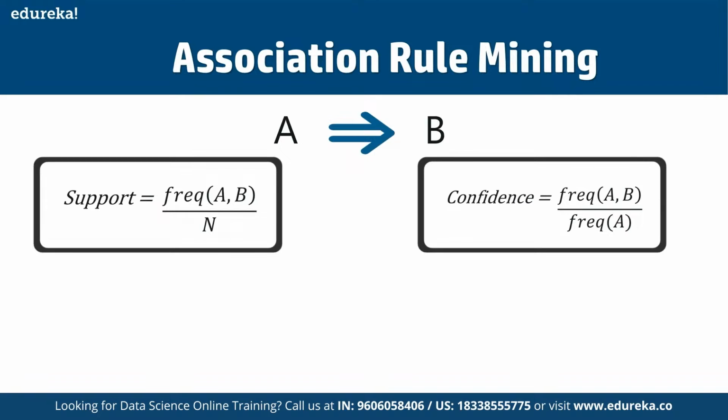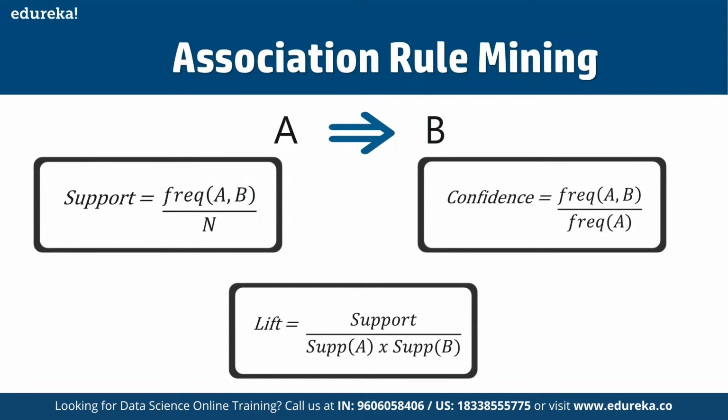And this is where the concept of lift comes into play. Lift indicates the strength of a rule over the random occurrence of A and B, and it tells us the strength of any given rule. For finding that out, we simply divide the support of A and B together by the support of A times the support of B. So focus on the denominator: it is the product of the individual support values of A and B, and not together.